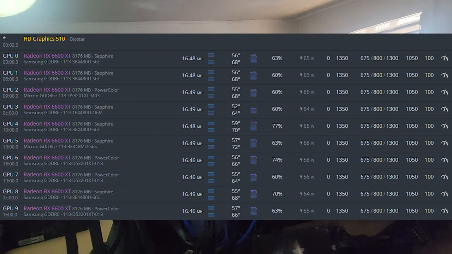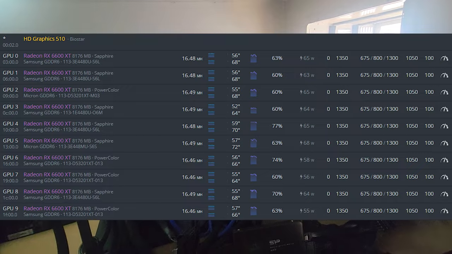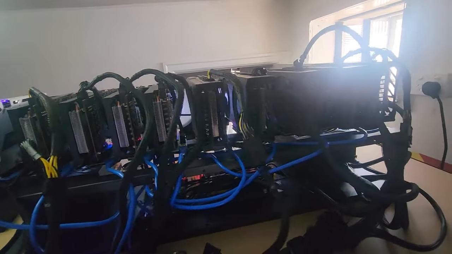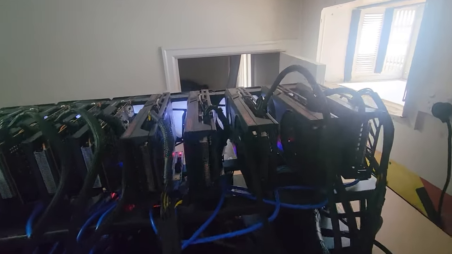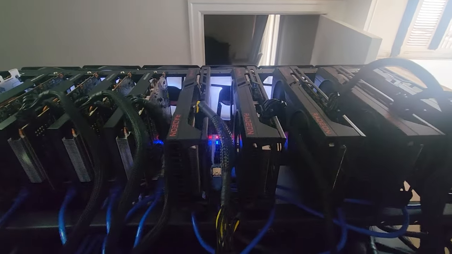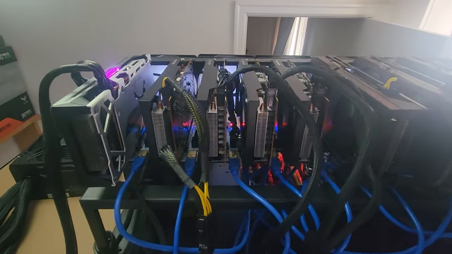Next is my 10x6600 XT rig. This is the latest addition to my farm and is an absolute Kawpow killer. Currently, this is mining Claw AI and is doing absolutely fantastic. I have a full build video on that, so make sure you check that out down in the description if you're interested to see how it's performing on Claw AI and other Kawpow algorithms.